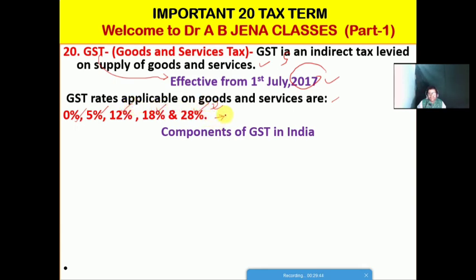Kindly just click in Google, you will know. So 5%, 12%, 18% and 20%.